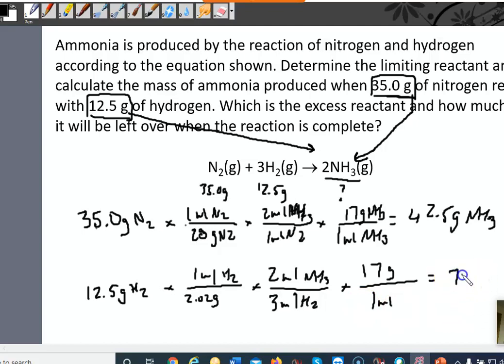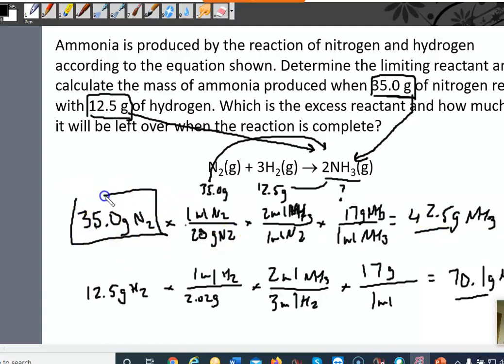So here I get 70.1 grams of ammonia. All right, Kim says yes. So that's good. So 35 grams of nitrogen forms 42.5 grams of ammonia. 12.5 grams of hydrogen produces 70.1 grams of ammonia. So therefore, the limiting reagent is the nitrogen, because that gives me the least amount of product based on my hydrogen and our nitrogen. All right, so nitrogen is limiting because I only can get 42.5 grams of ammonia.